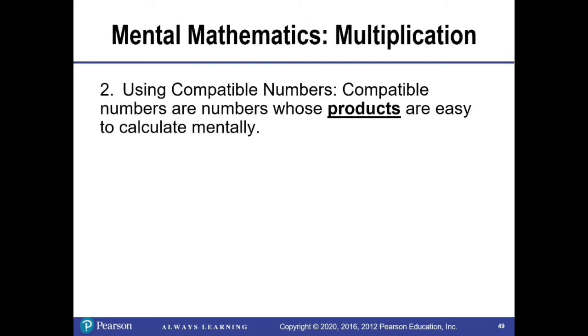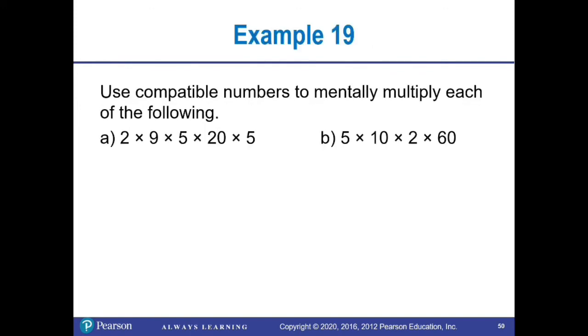Our next trick for mentally multiplying is using compatible numbers. So numbers whose products are easy to calculate mentally. In part A, we have 2 times 9 times 5 times 20 times 5. Well, I know that 2 times 5 is 10, and 20 times 5 is 100. So now I have 9 times 10 times 100. Well, 10 times 100 is 1,000. Then 9 times 1,000 is 9,000.